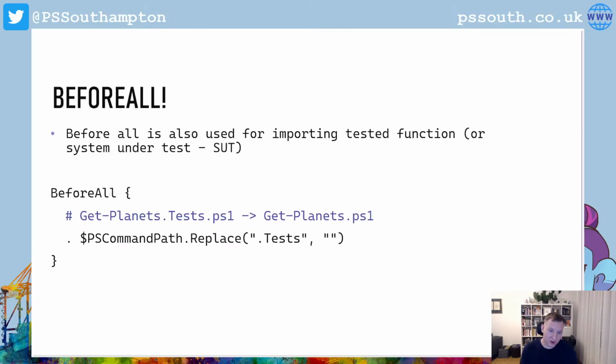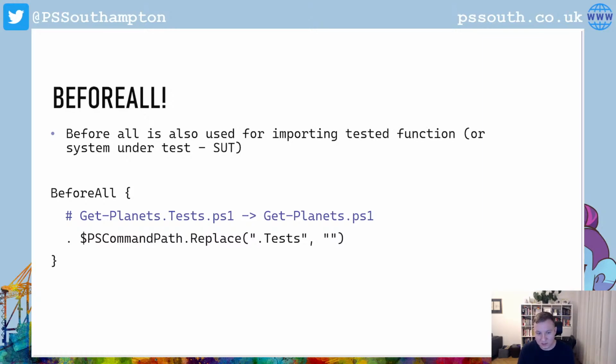One more point about BeforeAll. BeforeAll in Pester 5 is used to import your tested function. People usually put it on the top of their file, even though you can also put it inside of the first Describe. There you would use a dot sourcing operator, which will bring the functions into the current scope and not remove them afterwards. And then you use the path to your current file.